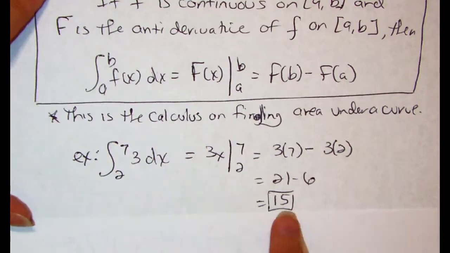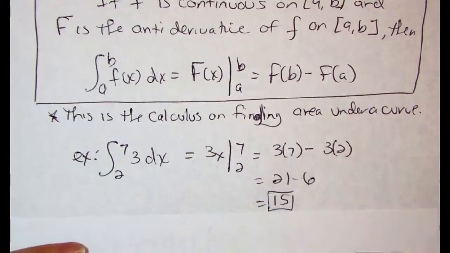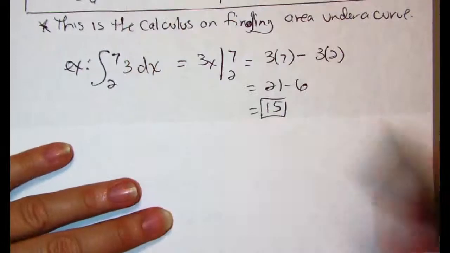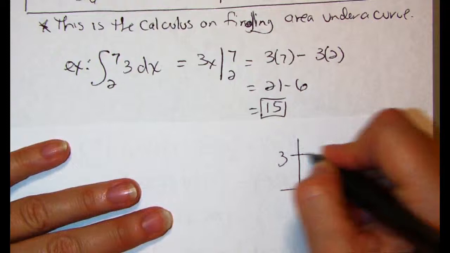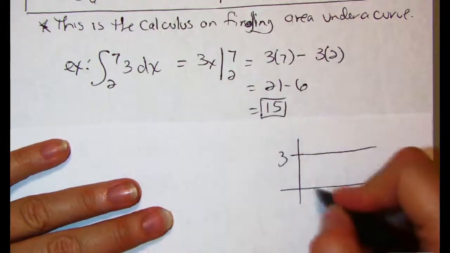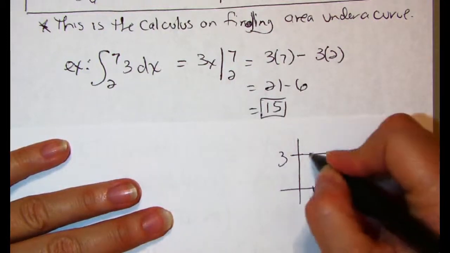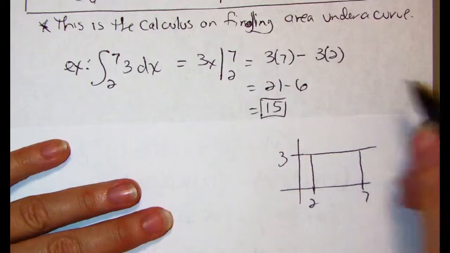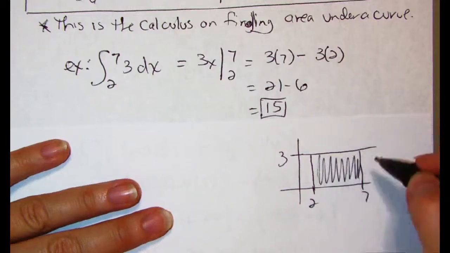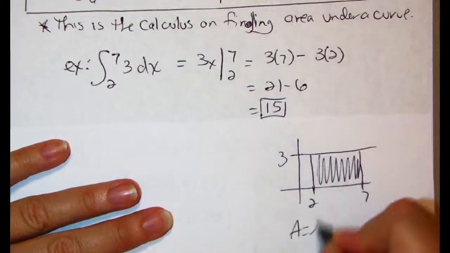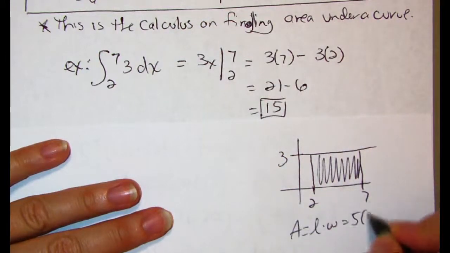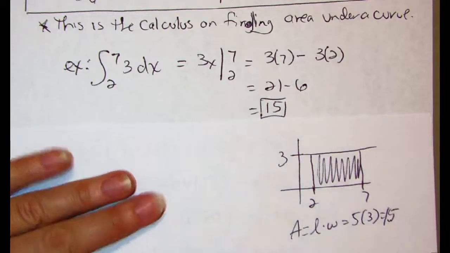So this is the area underneath the curve. In fact, this is a pretty simple, straightforward one. I can go ahead and sketch this out. Let me do that right here. So this is the horizontal line, y equals 3. And then I have it at 2 and at 7 that I have to make these vertical lines. And so we're taking the area underneath my function. This is area equals length times width, which is 5 times 3, which is 15. So this is what it is geometrically.